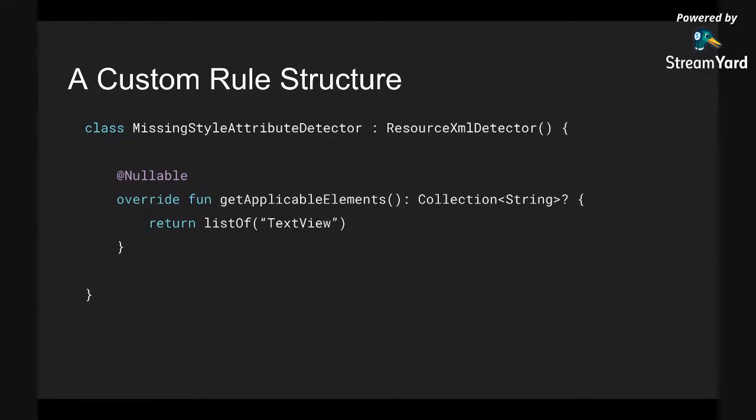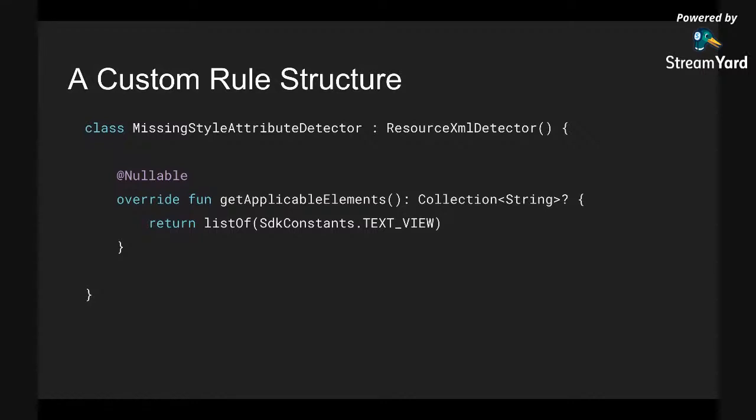The first thing that you override is get applicable elements. This specifies which particular elements your lint rule will run on, and you might have one lint issue that can run on multiple types of elements. That's why it takes a collection as a return type. But in our case, we wanted to apply only to text views. So we pass in a list of text views. Now, as a coding practice, it's bad practice to use hard-coded strings. So what you should be doing is using a constant.